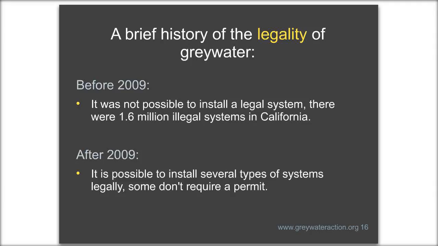And we're going to go into detail about the systems that don't require a permit. Those are usually the easiest to do, and you can install them without asking permission or having to pay any fees. And the other systems that do require permits, it's easier than it used to be to get a permit, but there still are some difficulties depending on where you live and what type of system you're interested in installing.